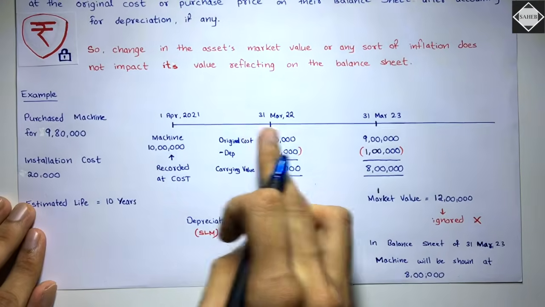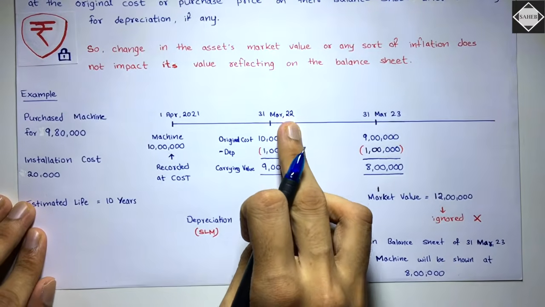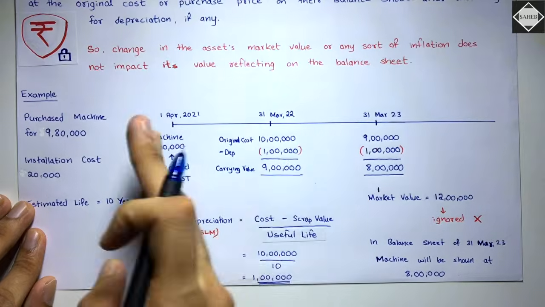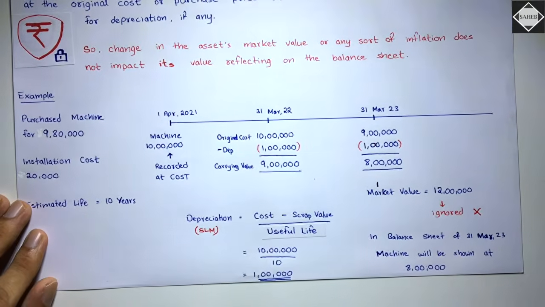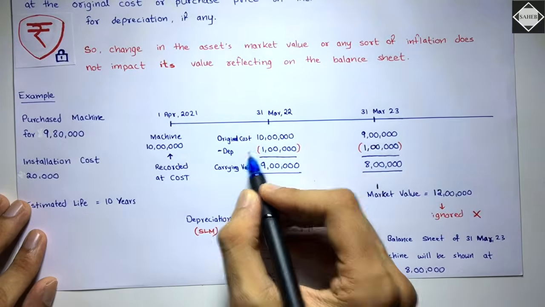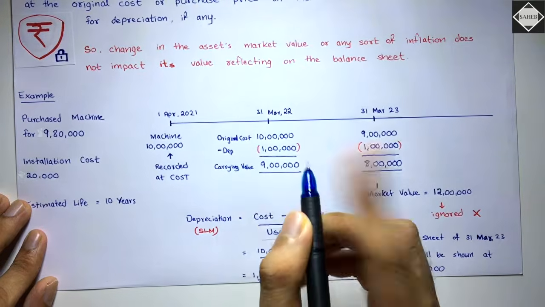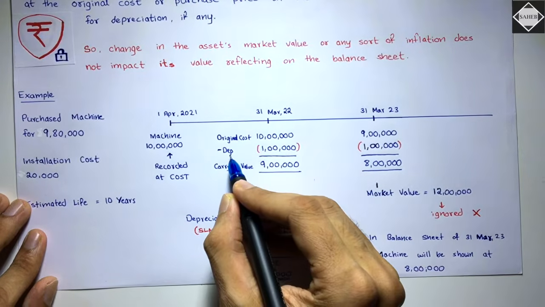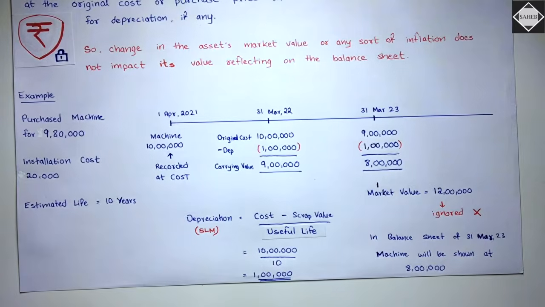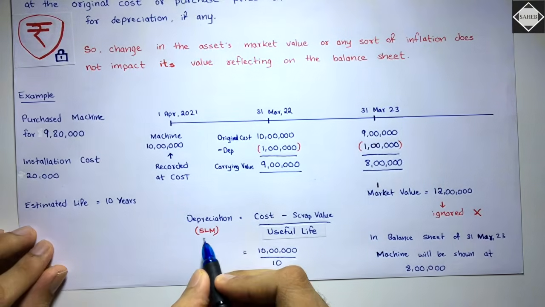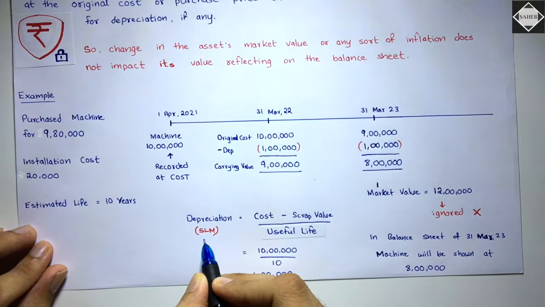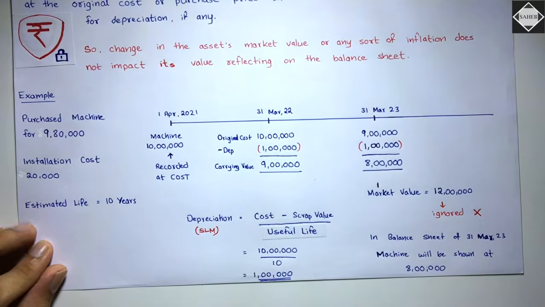Fine. So what will happen then? See here, at the end of the first year, 31st March 2022, 1 year has passed, 12 months have passed. So we will charge the depreciation. See here, original cost is 10 lakh, 1 million, right? And then depreciation we will charge. Now there are many methods to calculate depreciation, but let's just say we have chosen the simple straight line method, SLM method. What's the formula of SLM method?